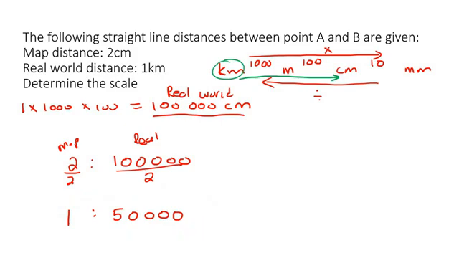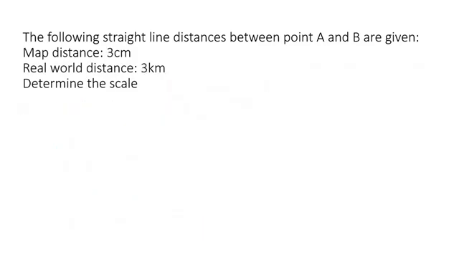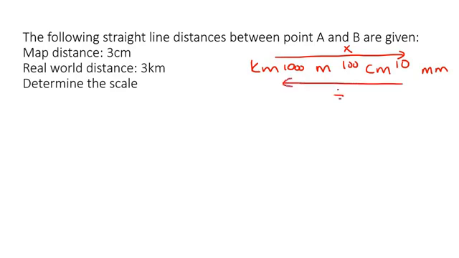Let's do another example. We've got this example and then one more. Okay, so here they tell us that the map distance is 3 centimeters and the real world is 3 kilometers. So step 1, let's change this to centimeters so we can do our ratios, conversion over here. There we go. And then this is 1,000, this is 100, and this is a 10. And so if we go this way, we multiply. If we go this way, we divide. And so here we are going from kilometers to centimeters, so it's in that direction. And so we will multiply.